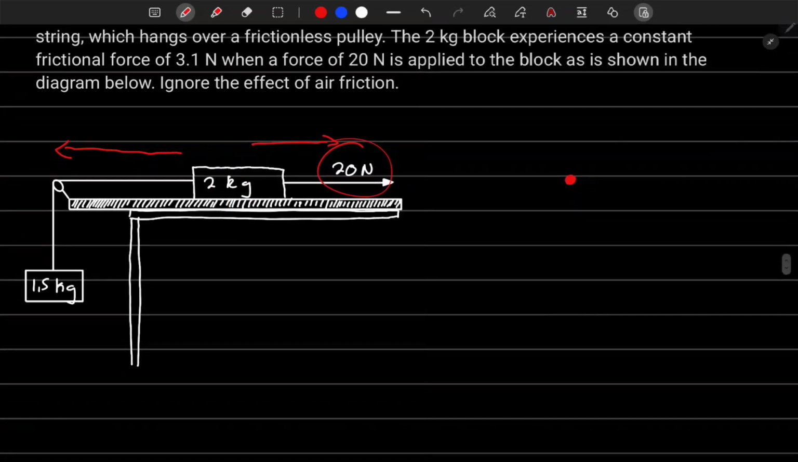And then the first force that I see here is an applied force that is pulling this object to the right. So it's basically facing the right. And this is my F. This is the applied force.